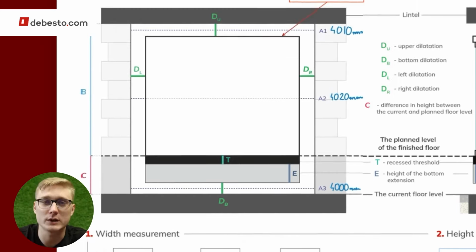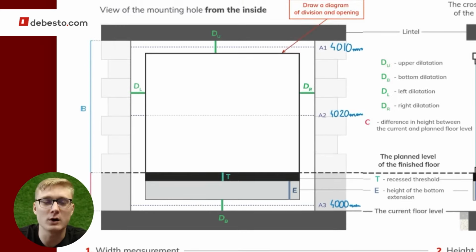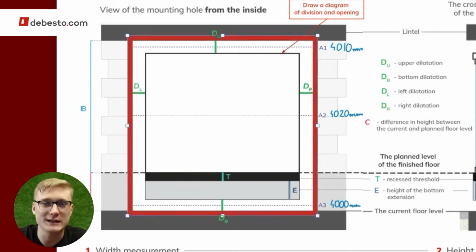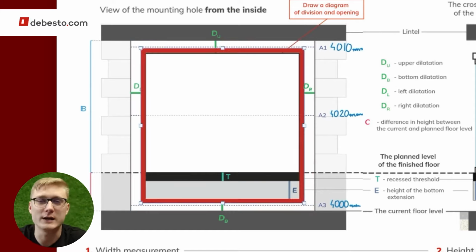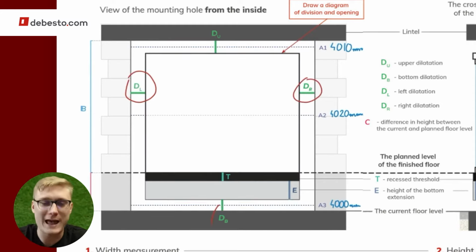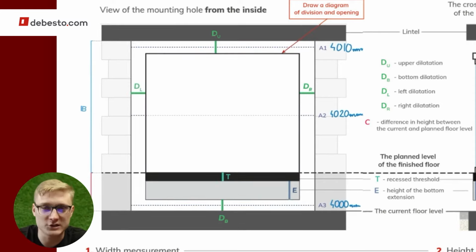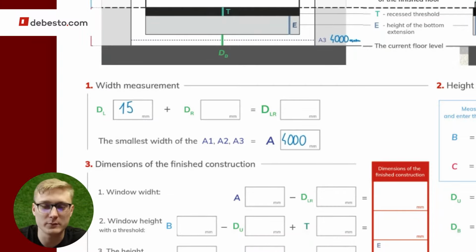Additional measurement that we need to decide on depends on how uneven our lintel is and how uneven our left and right jambs are. We add the width of the predicted dilatation, left at 15 millimeters, right at 15 millimeters, and together that sums up to DLR at 30 millimeters.